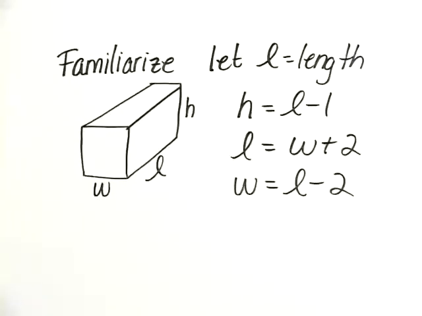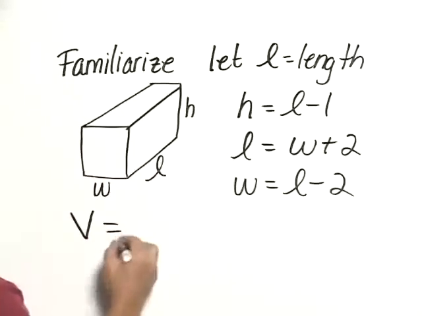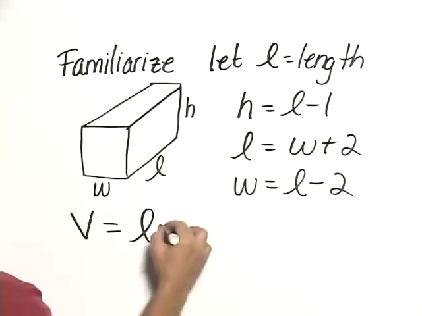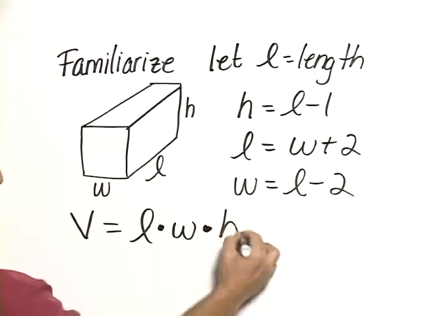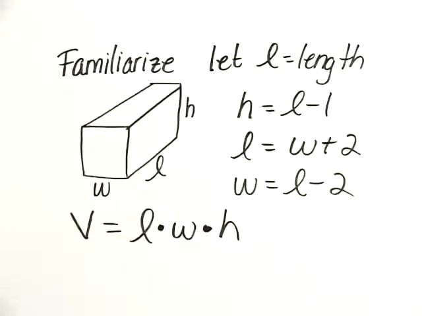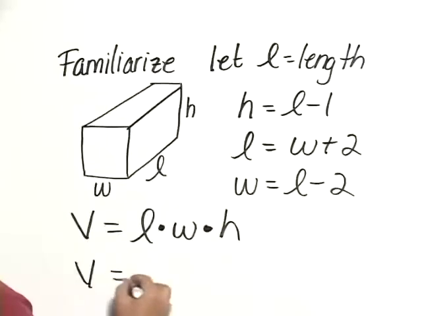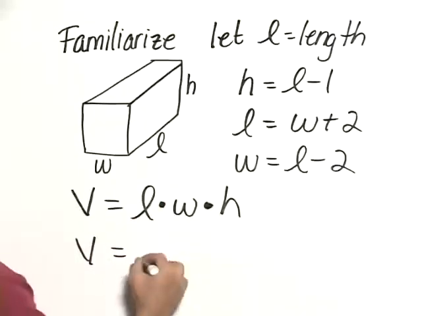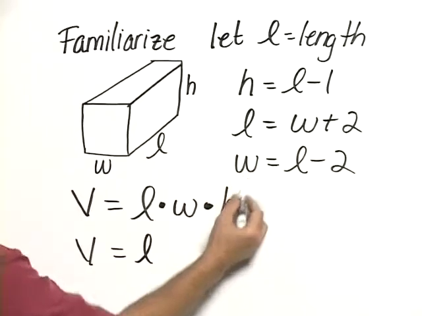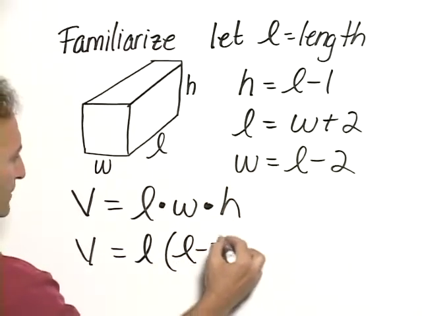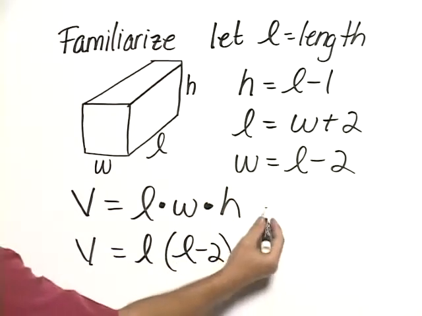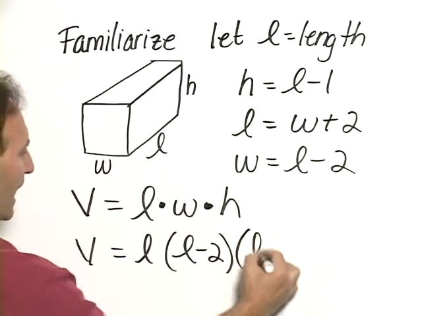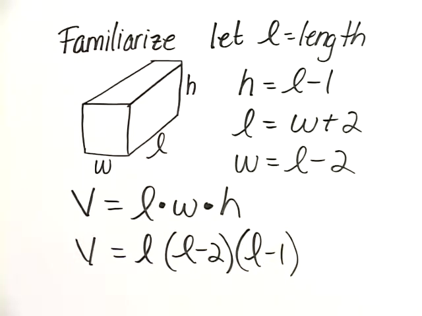Next, we want to translate the problem. Well, we have a formula for the volume of a box, which is L times W times H. And we want to translate that into a volume which has only L as the variable. So we have L, then W is L minus 2, and H is L minus 1.